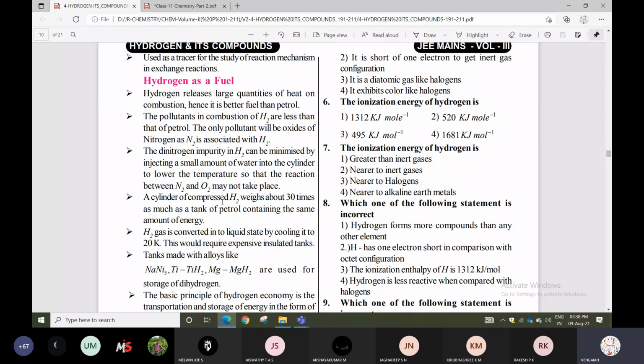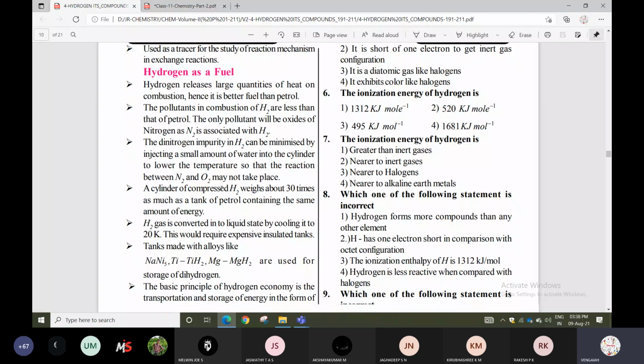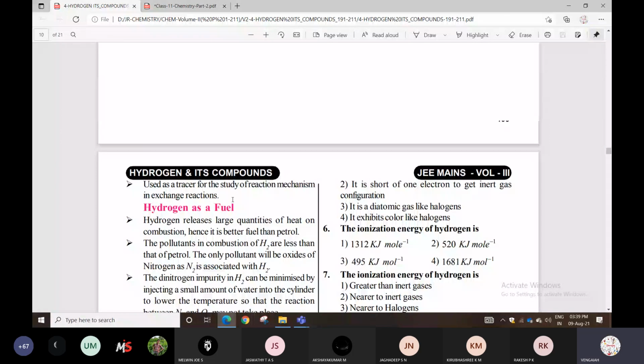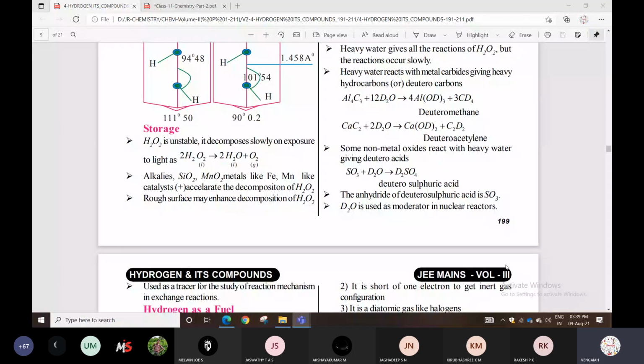The basic principle of the hydrogen economy is the transportation and storage of energy in the form of liquid or gaseous dihydrogen. That's all, the lesson will be over. I will repeat it in tomorrow's class and go for the MCQ questions. These two lessons together, redox reactions and hydrogen, have only 5 marks of weightage.